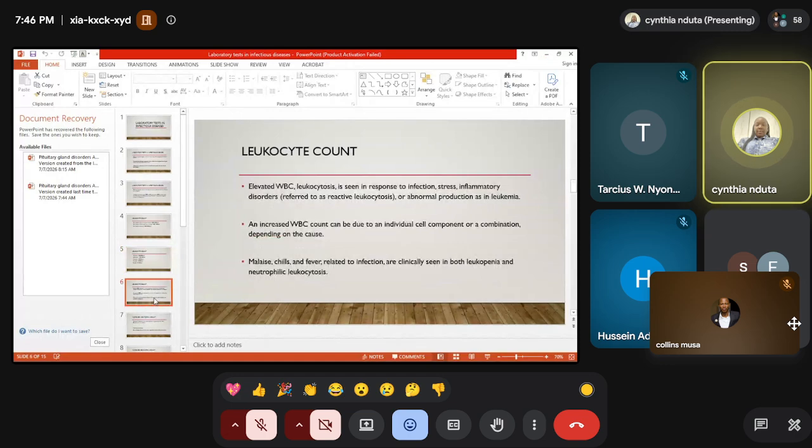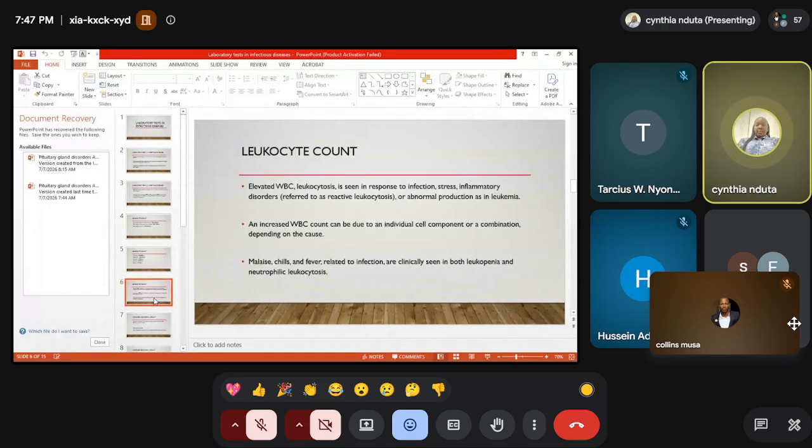If you see an elevated WBC, it is not automatic that it is an infection. Even stress and other inflammatory disorders can cause an elevated WBC. So again, you have to look at the clinical picture, so that you don't just treat everybody based on an increased WBC.